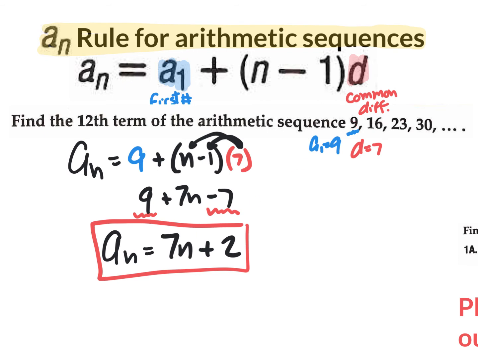You want to feel more confident? You could plug in the number 2 and see if it gives you 16. 7 times 2 is 14. 14 plus 2, hey, that really does give me 16. So at this point, you're absolutely confident that this is right, okay?